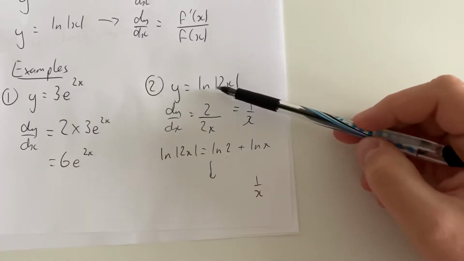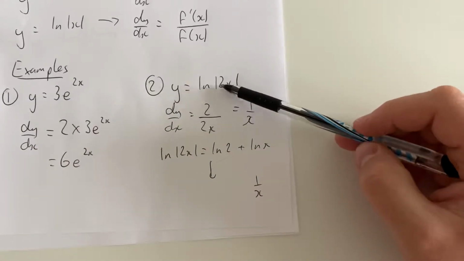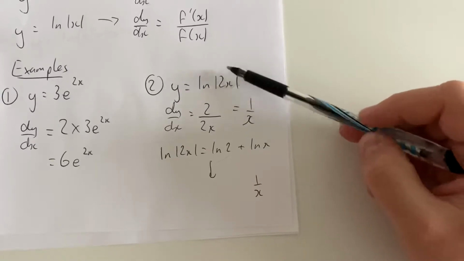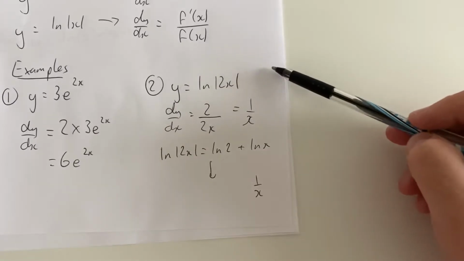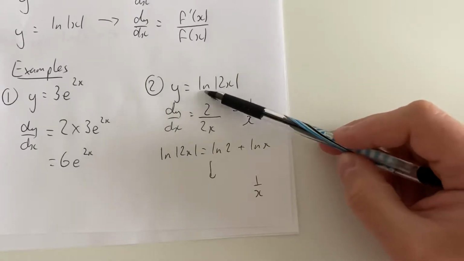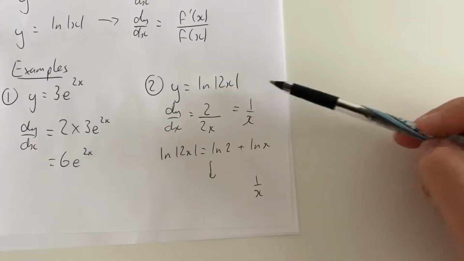So you can remember that if you have log of any number of x, just any number times x, if you add something else afterwards, it's not the case. But if it's just log of something times x, it will differentiate to 1 over x.